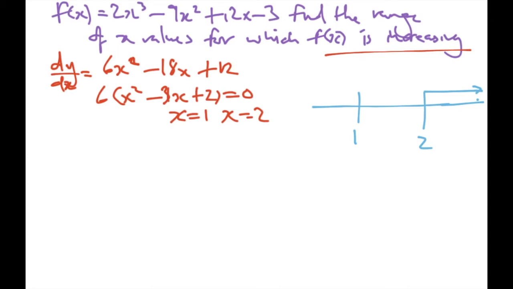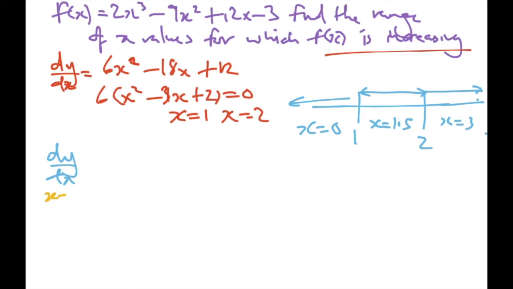Okay, let's say I take x equals 3, and then between 1 and 2 another value. So let's say x equals 1.5, and then a value that's less than 1, let's say x equals 0. So sub these three values into dy/dx, your first gradient, to find out whether it's positive, increasing, or negative, decreasing.